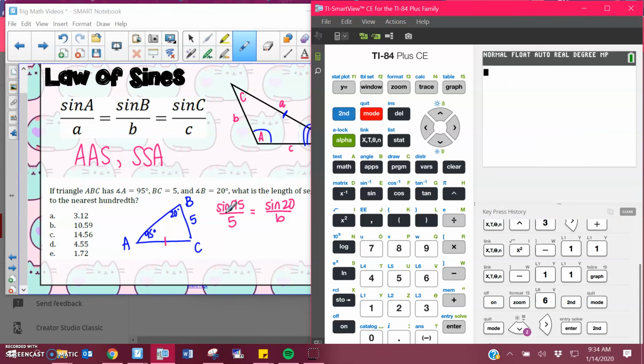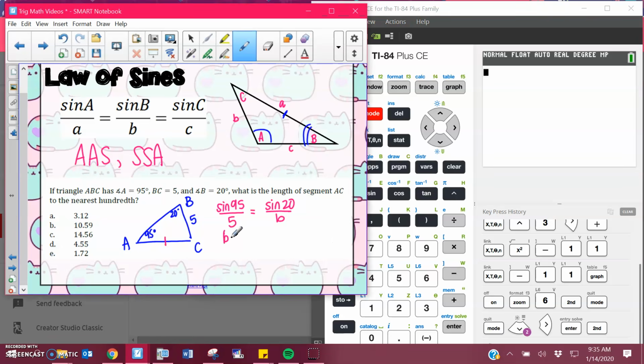Okay, so when I do this, I'm going to cross multiply. So I'll have B sine of 95, that's a 9, equals 5 times the sine of 20. And then I'm going to divide both sides by the sine of 95.